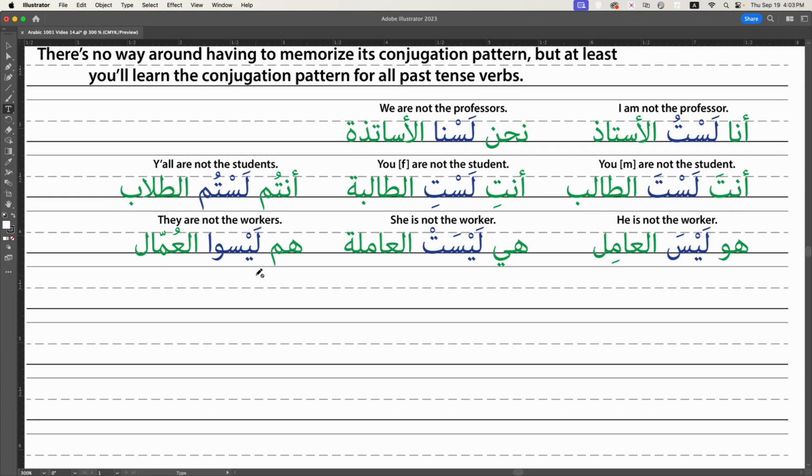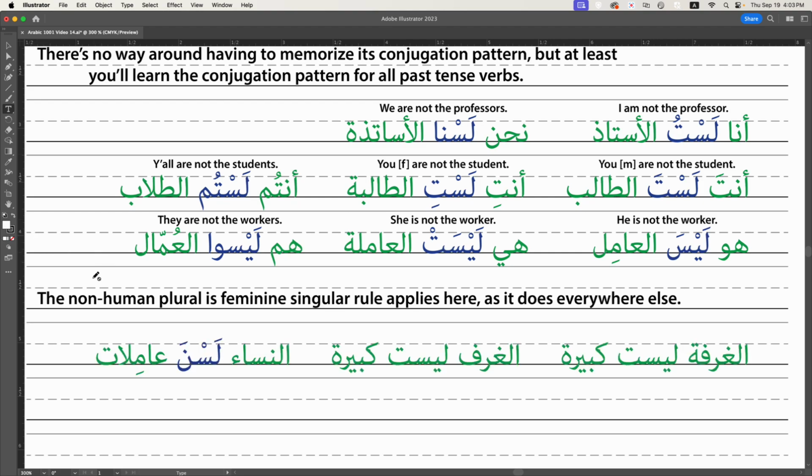But in formal Arabic, we're going to use this funny, irregular, conjugated in the wrong tense verb in order to negate nominal sentences. So this will work for non-human plurals as well, because the non-human plural is feminine singular rule applies everywhere. So al-ghurfa laysat kabira. The room, because room is feminine singular, we're going to use the hiya form of laysat, and sort of laysa, and say laysat. So laysat kabira, the room is not big or large.